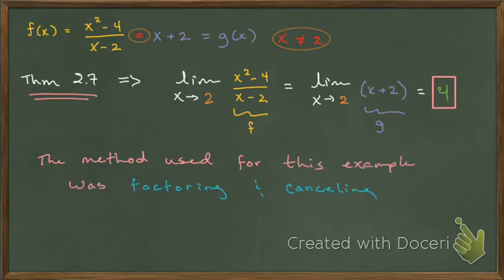All right, there's kind of a whole bunch of limits that fall under this little subcategory. We're solving this limit analytically. We're using Theorem 2.7 to do it, and one of the types is with factoring and canceling.